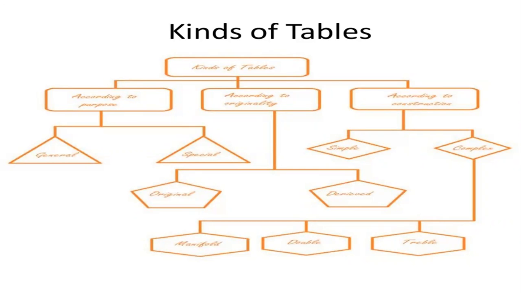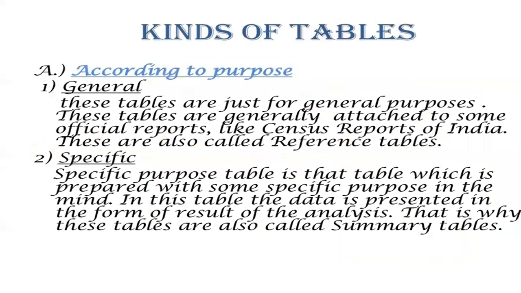So first of all, we will see the general purpose table and the special purpose table, that is, according to the purpose of the table. General purpose tables are generally attached to official reports like the Census Report of India. These are called reference tables.